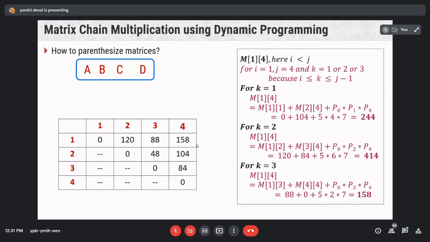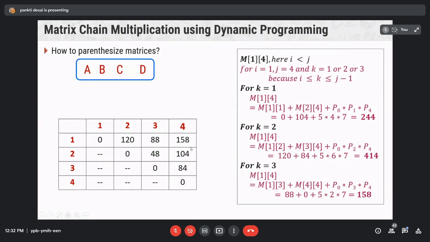And the order of multiplication, how you parenthesize your matrices, the optimum cost depends on this. Which matrices you will multiply first, and then with which you will multiply that answer. If you change this order, then the final cost will be different. So using this table, we get that the optimum cost to multiply these four matrices is 158.